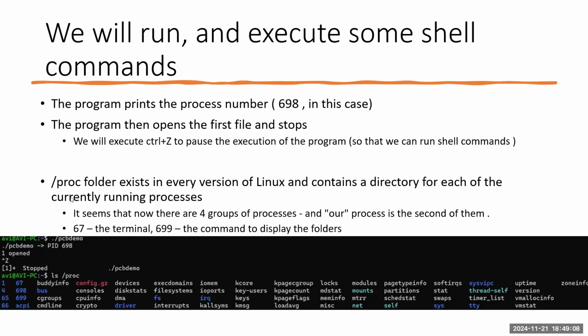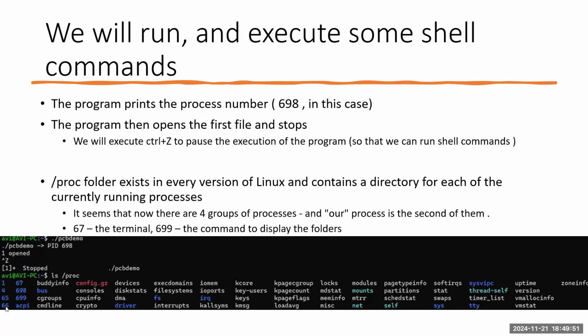It contains the directory for each currently running process. So these are all currently running processes. 65 is a currently running process, 699 is a currently running process, and then there are some other files in here. The terminal is, in this case, 699. The terminal is also running. No, 67, sorry, is the terminal. 699 is the command to display the folders. Where is this 699? On the bottom left. There's no way you could know what 699 is, but he's telling you that, if you believe him, that's the command itself that we ran, ls proc.